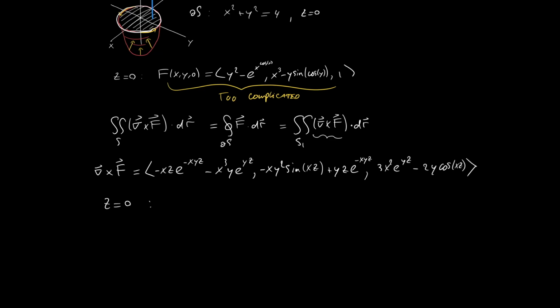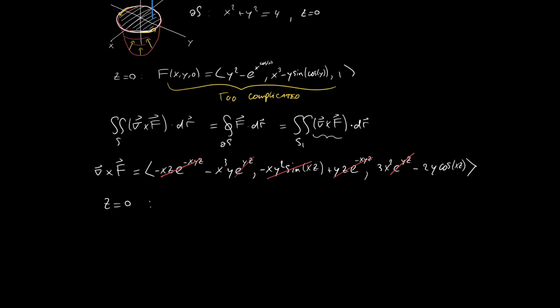When z is equal to 0, let's just cross out all the terms that are equal to 0. So of course this term here has z in it, it will be 0. Of course the term here, e to the power yz, is going to be only 1. Sine of x times z will be sine of 0, and that's going to be 0. yz is going to be 0, so that's good. e to the power yz is going to be 1, so that one we can forget about.